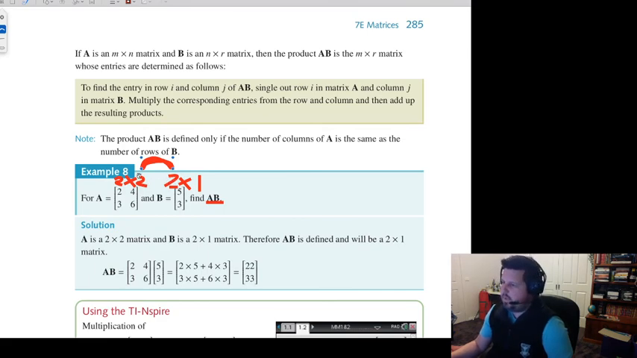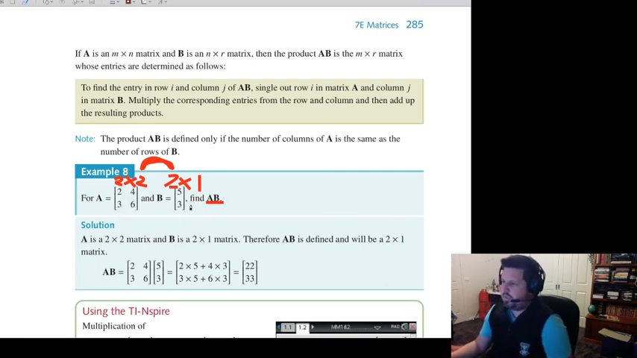The other cool thing is if you write down the order of these matrices, so you've got the 2 by 2 and the 2 by 1, these outer numbers, this 2 here and the 1, will be what the resulting matrix will be. So when you multiply these together, it will result in a 2 by 1 matrix. So it's useful to know as well.